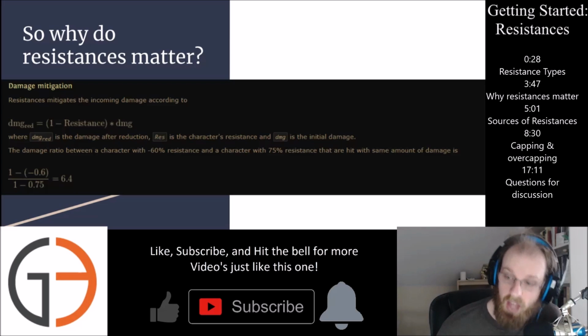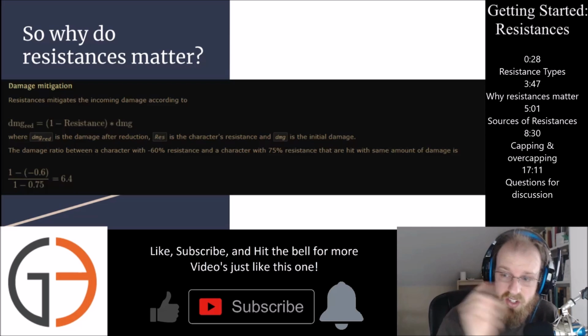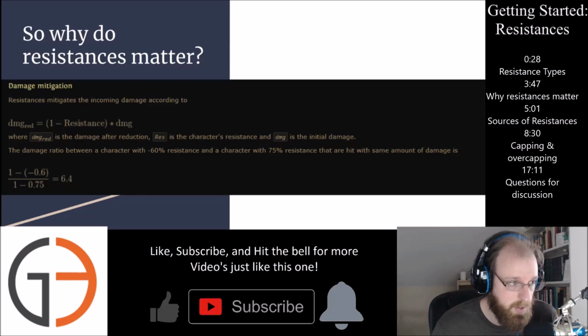So one way that your health pool, whether that's energy shield or life, can become more effective is if you cap your resistances. That's a little bit of the numeric breakdown. By the way, I'm sourcing this directly from the POE Wikia.